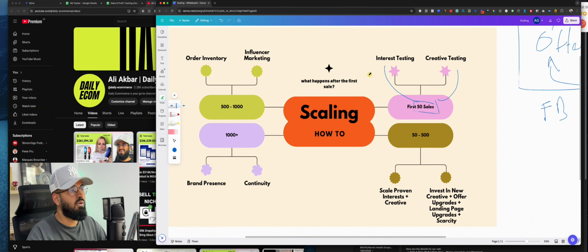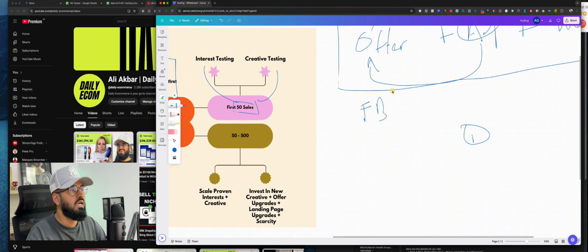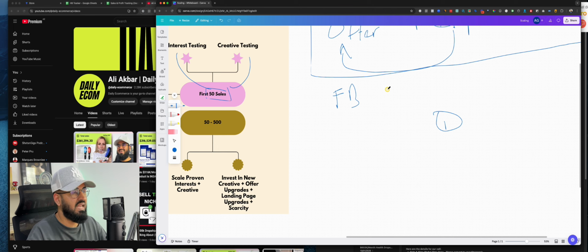This is how I look at it. Getting the first sale, it's all about creativity, right? It's all about, honestly, finding the right offer, designing a beautiful landing page that is also very compelling, and then creating an ad, right? That influences someone emotionally and logically to get the sale.